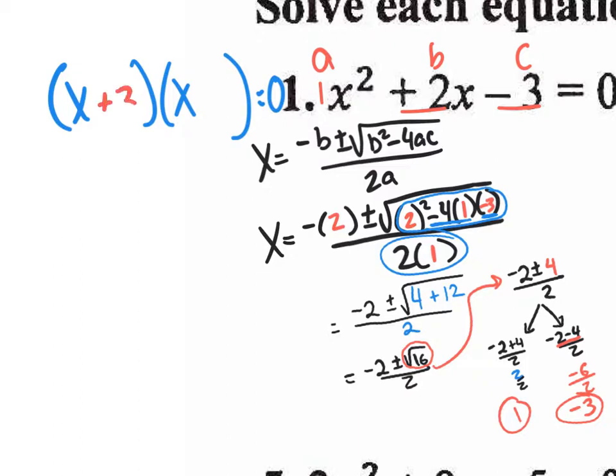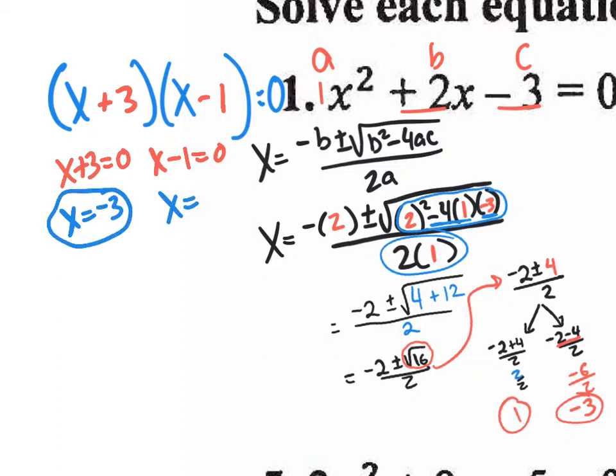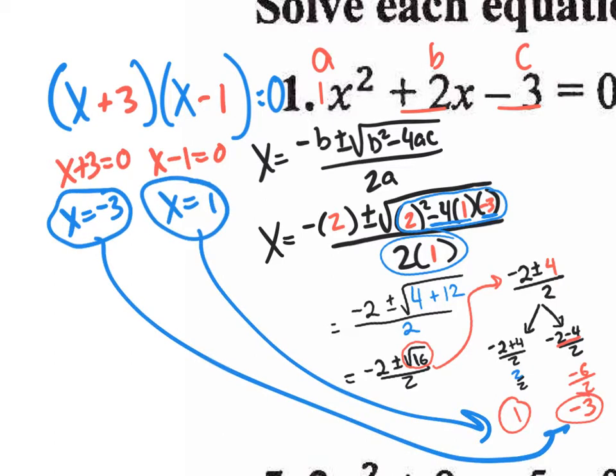Positive 3 and a negative 1, correct? So then you could split it and say x plus 3 equals 0 and x minus 1 equals 0. And you're going to get your two answers. What are your two answers? X equals... So as you could see, you get the same exact answers, but it's a lot faster to factor, split, and solve if it's factorable. Okay?